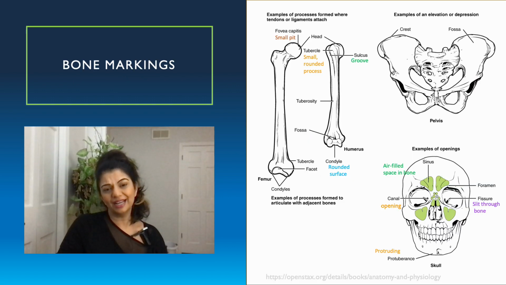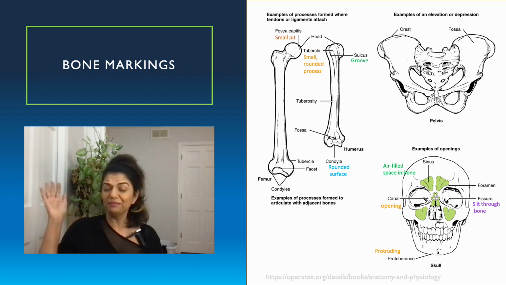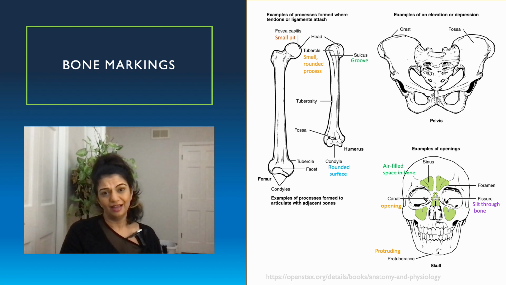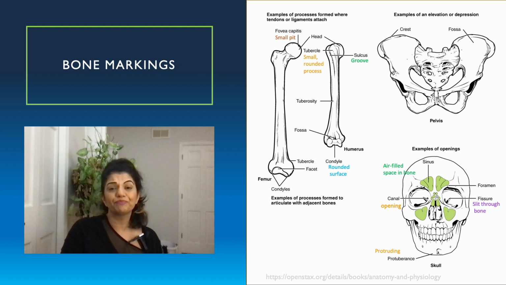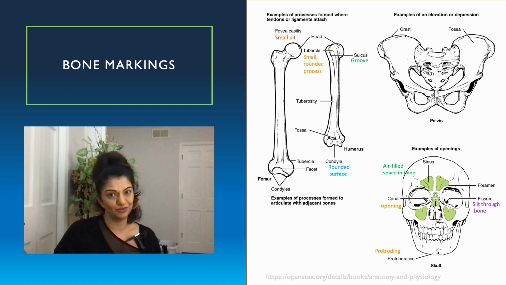All right, let's chat about bone markings. And you might be like, well, why do I need to know about bone markings? There are so many, and yes, there are. But once you know them, especially if you are taking anatomy and you actually get to feel and touch bones, you'll see that it makes sense what they're labeled. It also helps you understand origins and insertions of muscles. So it's really important to know these.